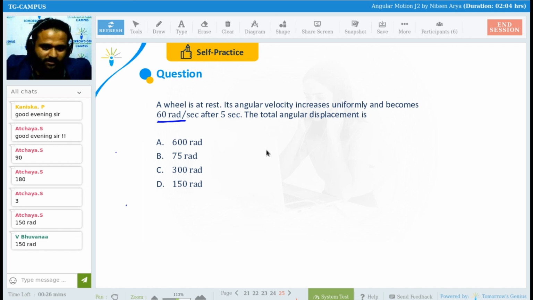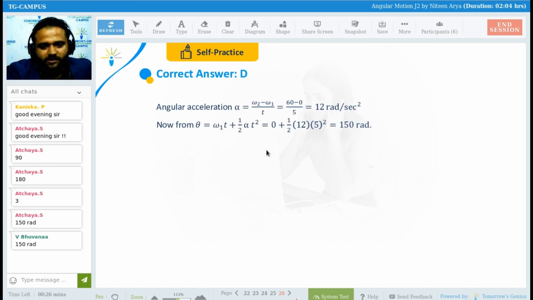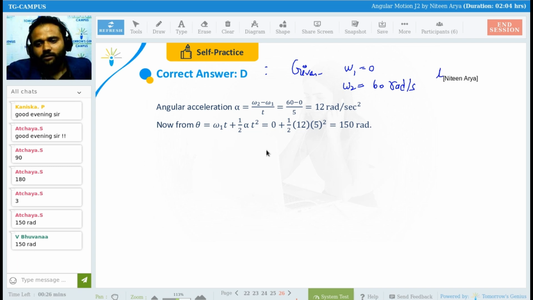See, that is just a 30-second or at most 1 minute question. I don't know why you take that much time. Angular acceleration is omega 2 minus omega 1 by t. Everything we have in our hand. Given omega 1 is 0, omega 2 is 60 radian per second. You don't need to write this for an MCQ. t is 5 seconds, right? In this way you can find alpha.